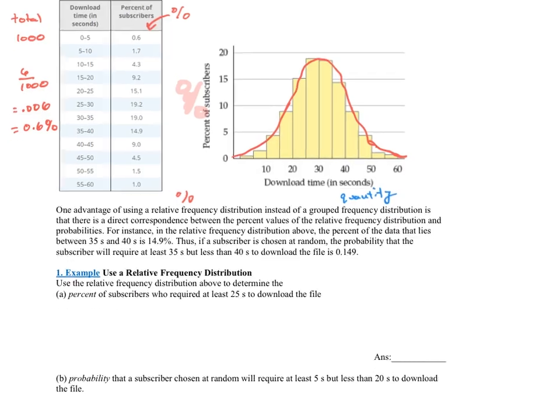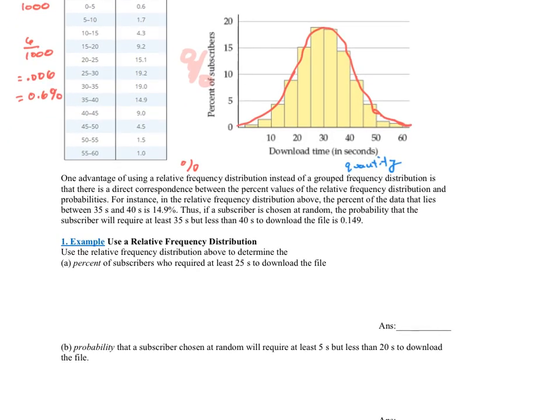Okay, so let's see here. It says example 1. Use the relative frequency distribution above to determine the A, percent of subscribers who require at least 25 seconds to download the file. So we want at least 25 seconds, so that means 25 seconds or more. So what am I looking at? Well, it seems to me that I'm looking at every single one of these numbers right here. So what would I do at that point?